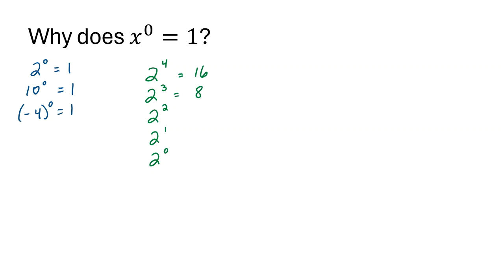All right, 2 times 2 times 2 is 8. 2 times 2 is 4. 2 to the first power is 2. And now we're trying to speculate what 2 to the 0 might be. So look at the pattern here. When we decrease the exponent by 1, we're dividing by 2 to get the next value, right? Every time we decrease the exponent by 1, the value of the expression is divided by 2. So if I continue this pattern and I divide by 2, that would have to be 1.